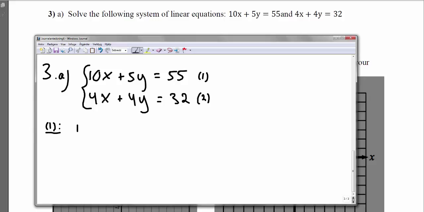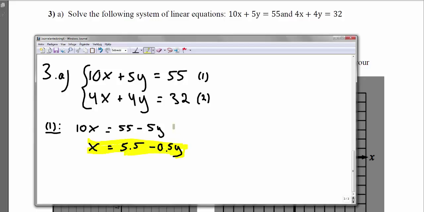So I'm going to write 10x is equal to 55 minus 5y. I just move 5y, this term, to the right side, then it becomes negative. Then I'm going to divide everything by 10 and do this right away. 55 divided by 10 is equal to 5.5 minus 5 divided by 10 is equal to minus 0.5y. Now I have an expression for x in terms of y.